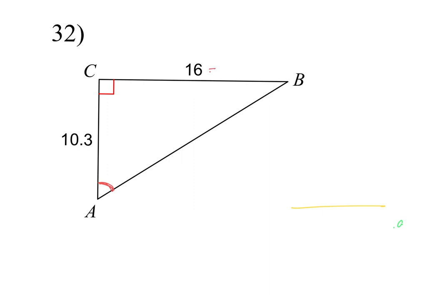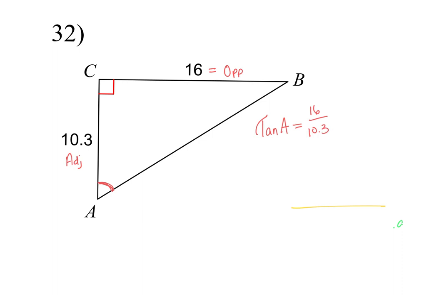What is side 16 if I'm looking at angle A? Opposite, adjacent, or hypotenuse? What is 16? It is opposite. What is 10.3 looking at angle A? Adjacent. It's touching that angle. Which trig function deals with opposite and adjacent? Tangent. So the tangent of A should equal my opposite side over my adjacent side.